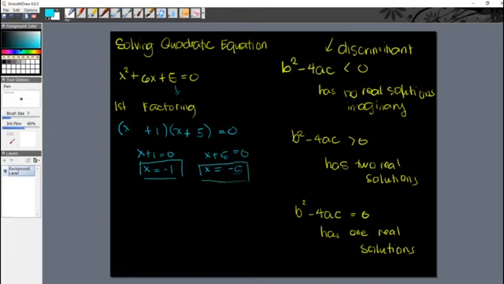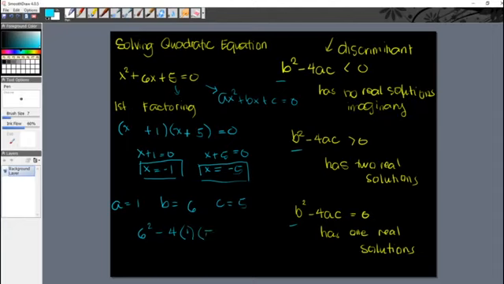Now, if we're going to apply the discriminant here, notice that our function is in the form ax squared plus bx plus c equals 0. This is the standard form for quadratic equations. So it follows that our a is 1, our b is 6, and our c is 5. So if we evaluate the discriminant, we would have 6 squared minus 4 times a, which is 1, times c, which is 5.